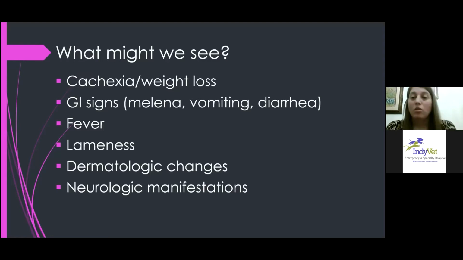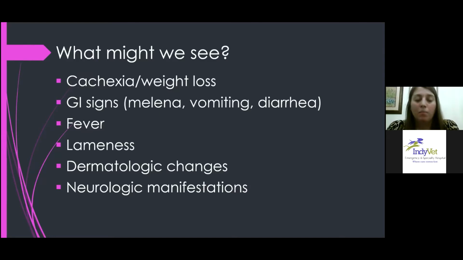Obviously, we see neurologic changes with tumors affecting the neurosystem itself, such as the brain or nerves. We can see mentation changes or neurologic deficits on our physical, but we can also see peripheral neuropathies.